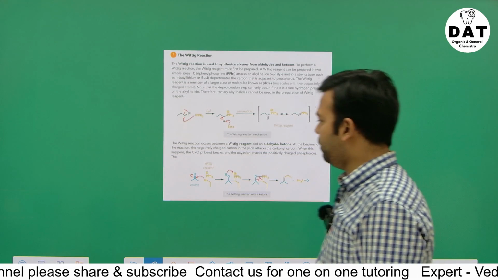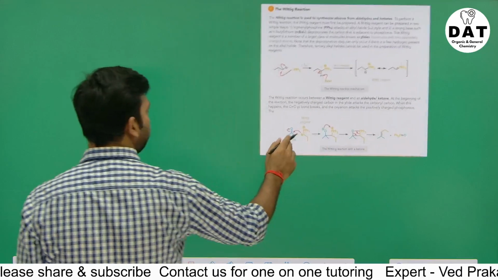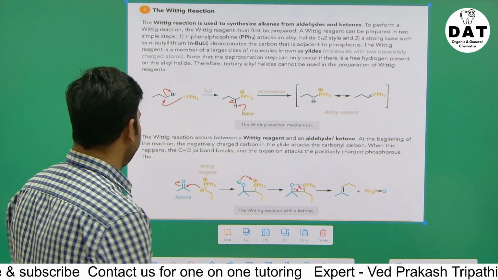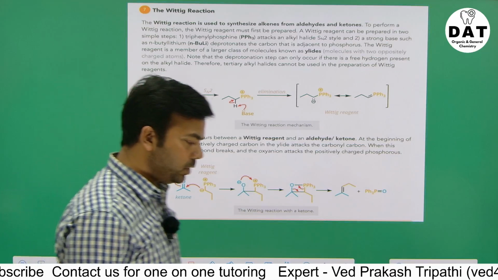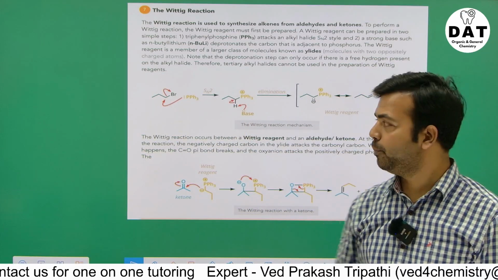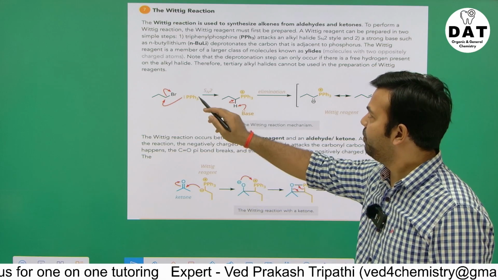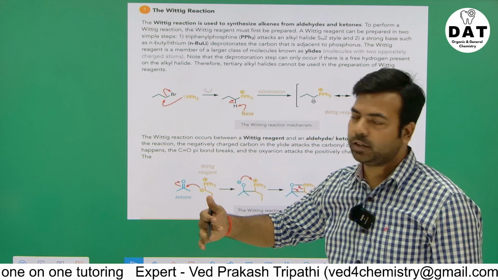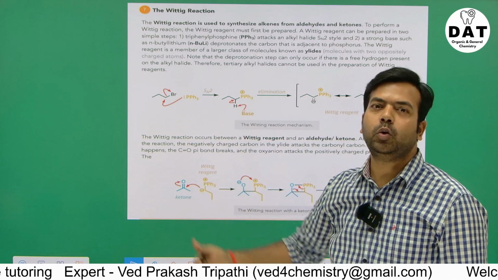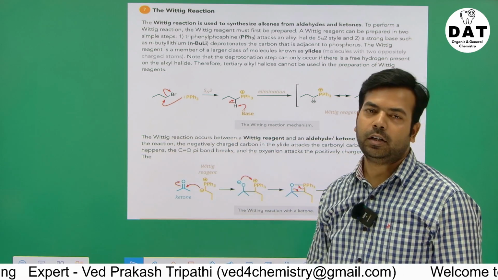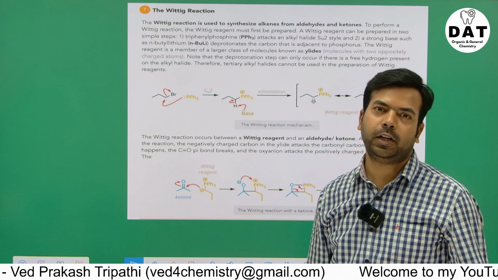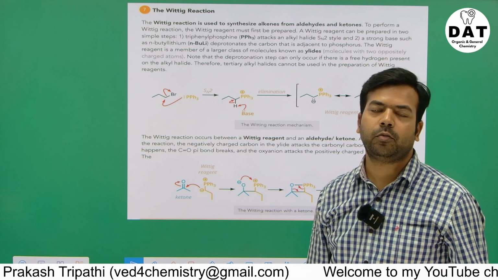Now Wittig is very, very important. Look at here. The very first step we are going to use triphenyl phosphane, PPh3. I made a mistake, sorry. So PPh3 has a lone pair, so it will act as a nucleophile and we have alkyl bromide. So first of all, we are going to make a phosphorus ylide for the Wittig reaction. And what is the formation of phosphorus ylide?